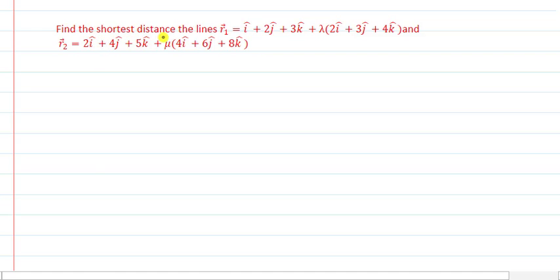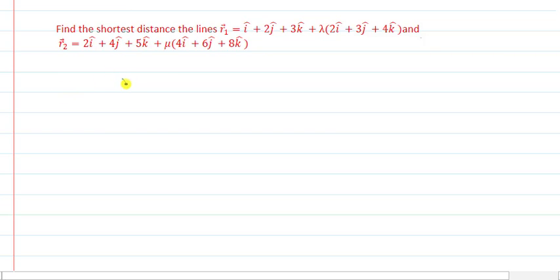So here is an example. Find the shortest distance between the lines R1 equal to i cap plus 2j cap plus 3k cap plus lambda times 2i cap plus 3j cap plus 4k cap, and R2 equal to 2i cap plus 4j cap plus 5k cap plus nu times 4i cap plus 6j cap plus 8k cap. If you observe carefully, you find that there is a relation of twice between the direction ratios of these two lines. Therefore the given lines are parallel.